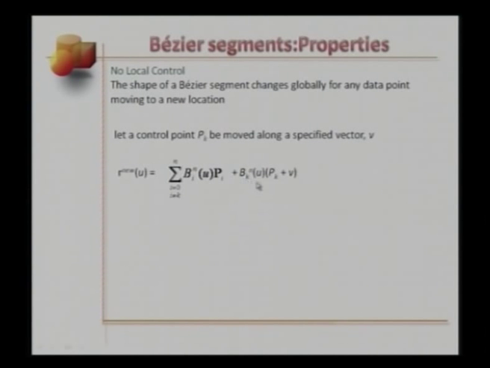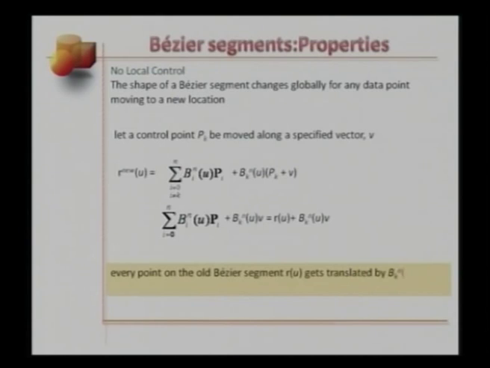What we can do is bring this term back into this summation to get i going from 0 to n, summation of b sub i super n times the design points, plus b sub k super n times the vector v. This is equal to the original Bezier segment plus an additional term b sub k super n, a function of u, times the vector v. We see that every point on the old Bezier segment R(u) gets translated by the term b sub k super n times v.